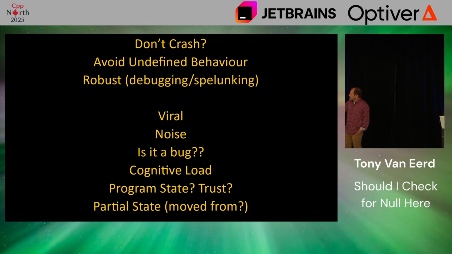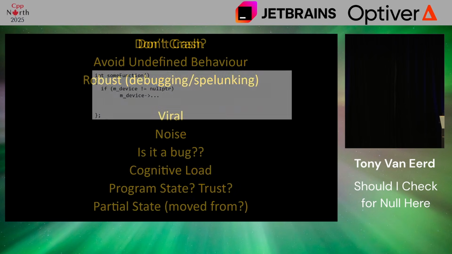And then there are these other things, like it's viral. Once you start checking for null, you're going to be checking for null everywhere, right? It's like, oh, null is a thing I have to check for. And then there's the question of, is it a bug? Maybe null is a thing, and once you start having lots of nulls, then null is a thing, right? I'll explain some of these.